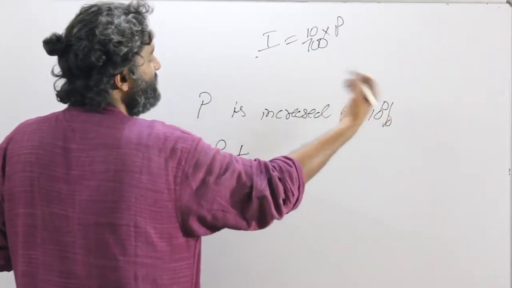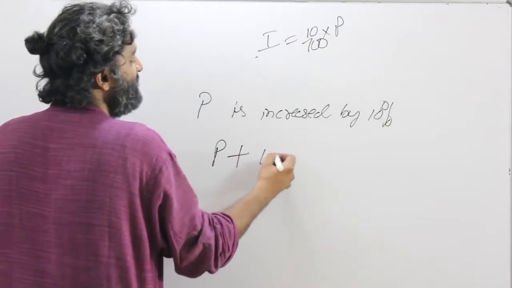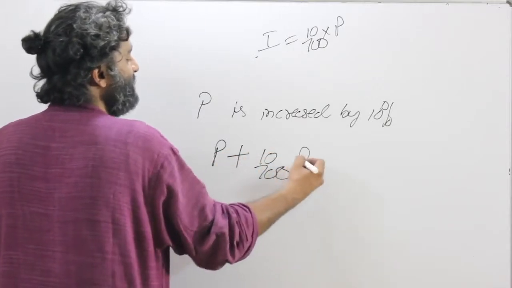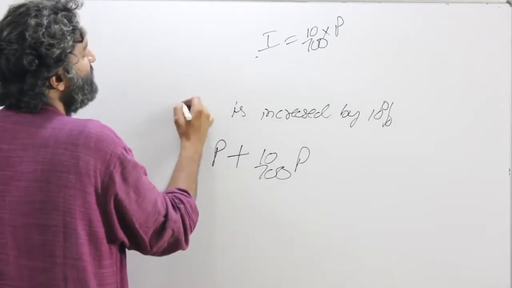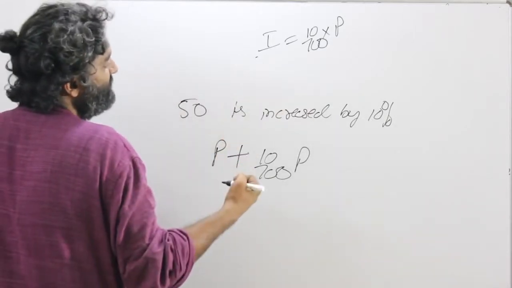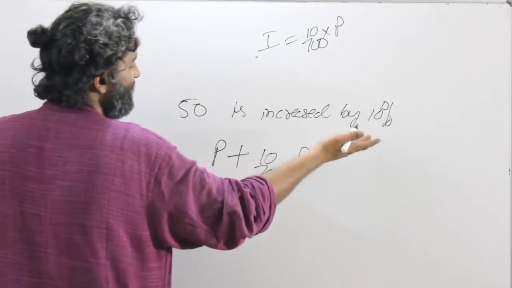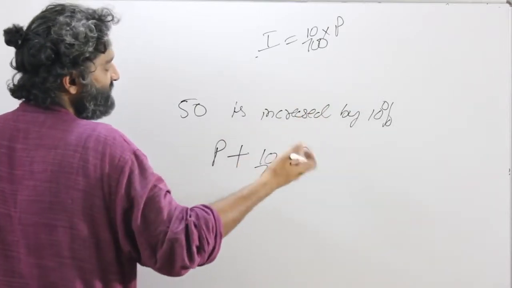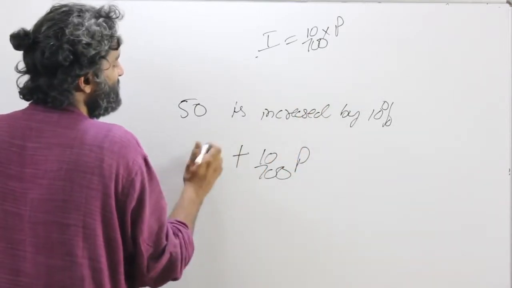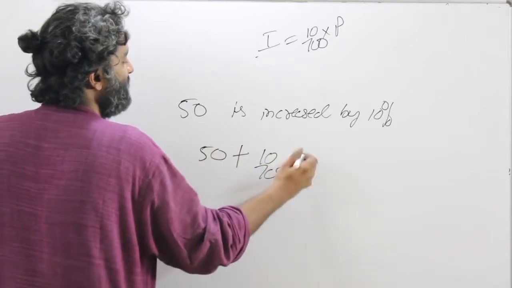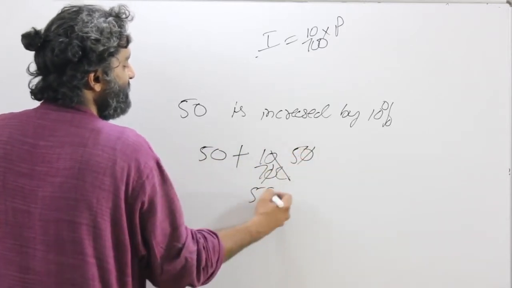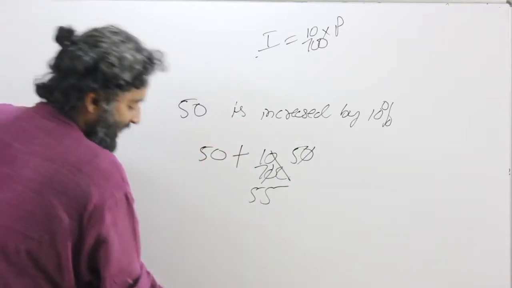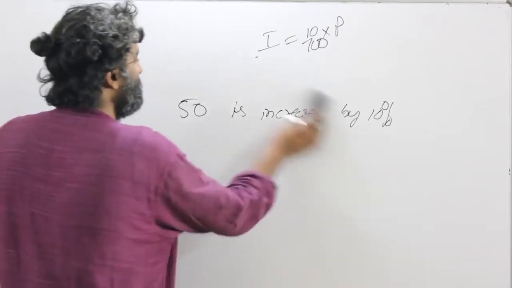So the increment is 10 by 100 of P, and I was going to ask for the new price. So P plus 10 by 100 of P. Obviously I could remove P here and say 50 is increased by 10%. So what is the new value? When 50 is increased by 10%, how much will you get? If you just put 50 here, you will get your answer. So the answer would be 55. I could do the same thing backwards.